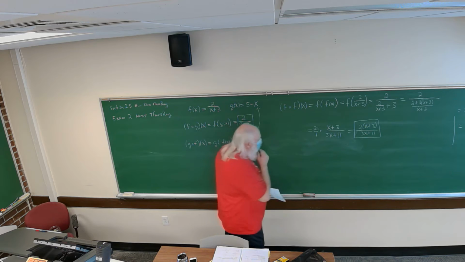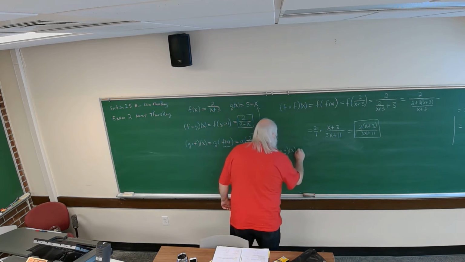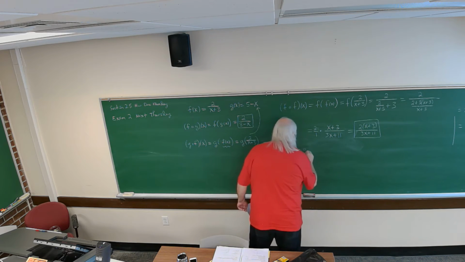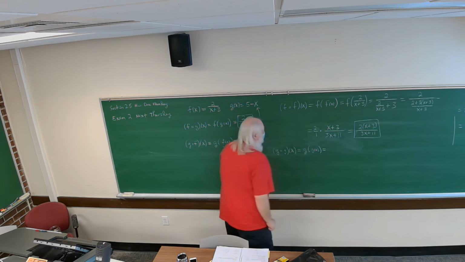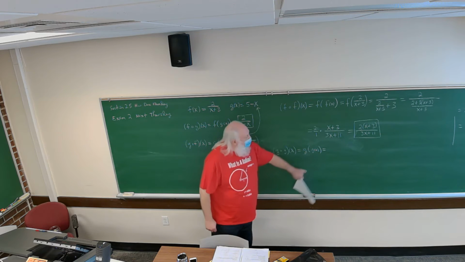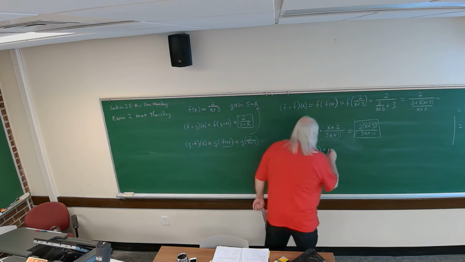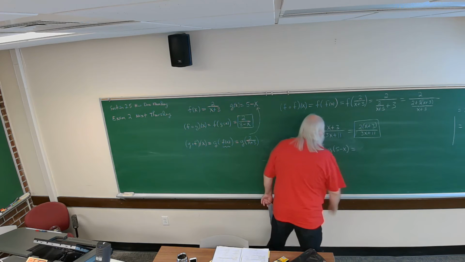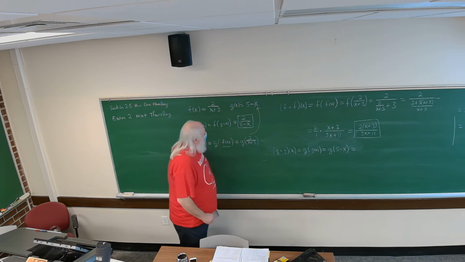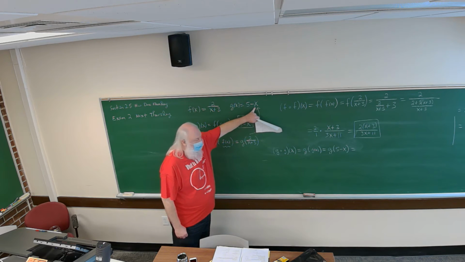Alright, so in D, we gotta find the composition of G with itself. So that's equal to G of G of X. So again, we replace G of X inside here with what it's equal to, and it's equal to 5 minus X. So we have G of 5 minus X. Now to evaluate G of 5 minus X, we put in 5 minus X in for X up here.